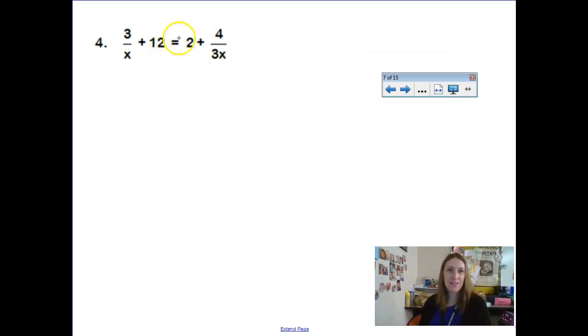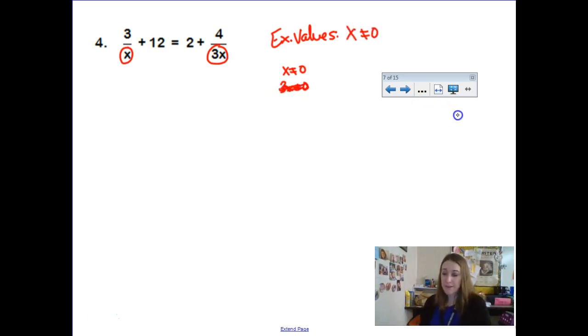All right, this next one. Some kids say, hey, can I collect these 2 and the 12 together? Yeah, you could, but I'm not going to worry about it. Excluded values, let's talk about that. Since we have monomials, for some reason that really messes with kids. If I think about my monomial here and here, x can't be 0 and 3x can't be 0. But either way, if I solve this one, I end up with x not equaling 0. So that would be my excluded value. X can't be 0. Kind of boring, huh?